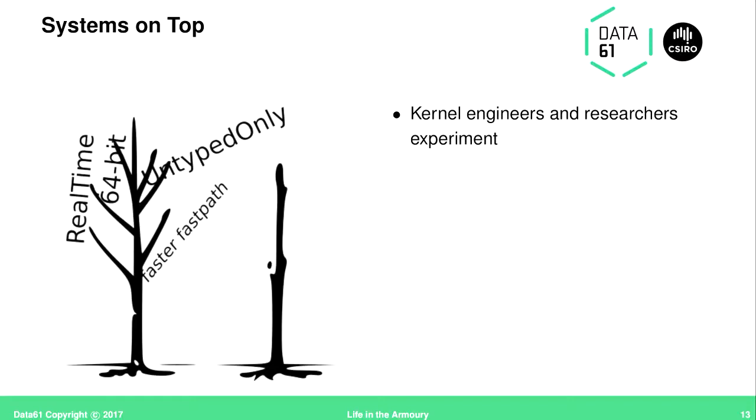So then you prune all those and prune them onto the verified branch. So the kernel engineers and researchers all experiment. Most of those experiments are thrown away.